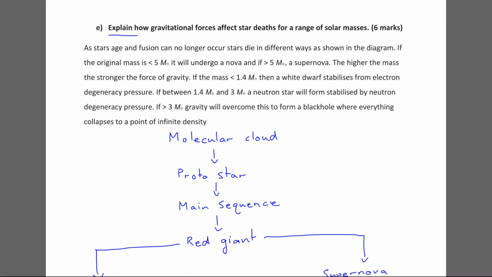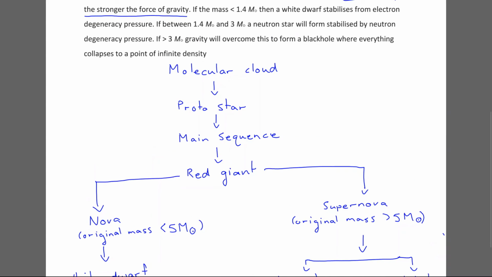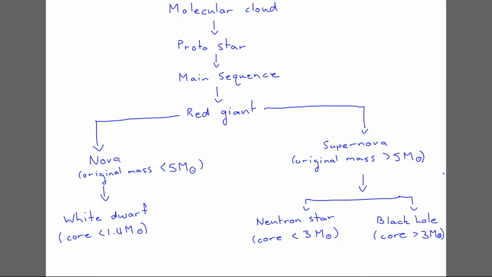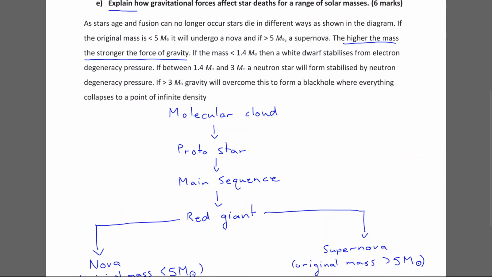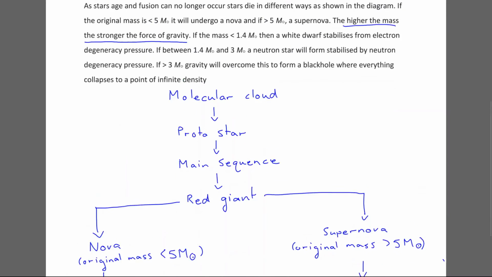And I think a really key thing to say here is, the higher the mass, the stronger the force of gravity. Because that little sentence explains why these things are differentiated by their solar masses. Because with these different masses, we have different forces of gravity which have different effects. Without these strong gravities, we couldn't overcome these electron degeneracy pressures for the white dwarf, or the neutron degeneracy pressure for the neutron star. Anyway, if you did all that, that would definitely get you 6 marks.